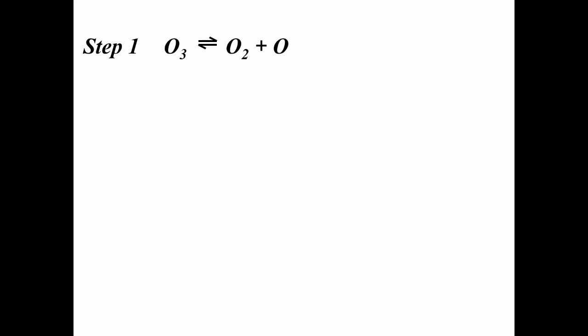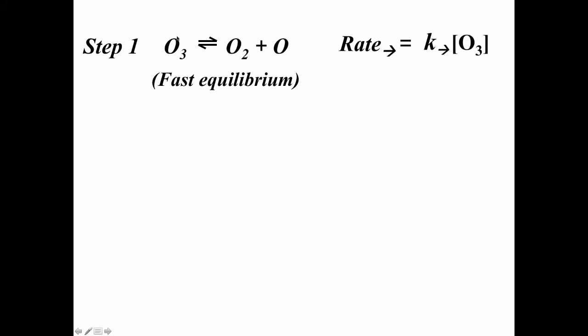So what you should be able to do is problems more like this. Here's a proposed mechanism. Step 1 is that ozone, O3, decomposes into O2 and O, and that is a fast equilibrium. Since it's an equilibrium, the rate for the reaction going to the right, the forward reaction, is directly proportional to the O3 concentration, and we'll have our rate constant for this step. We'll call it k forward, with a forward arrow, or to the right.